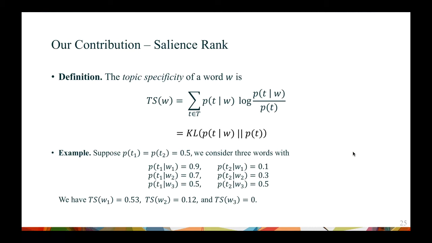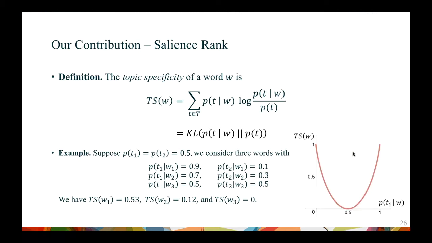But if the word is exclusive to a certain topic, or one topic, the topic specificity will be very high. So here is an example. Assume we have two topics which are both equally likely, and consider these three words with these different distributions. The TS of W1 is the highest, because it is almost exclusively for topic 1, but not so much for topic 2. On the other hand, the TS of W0 is 0 because it's equally shared across the two topics. So that's the basic idea.